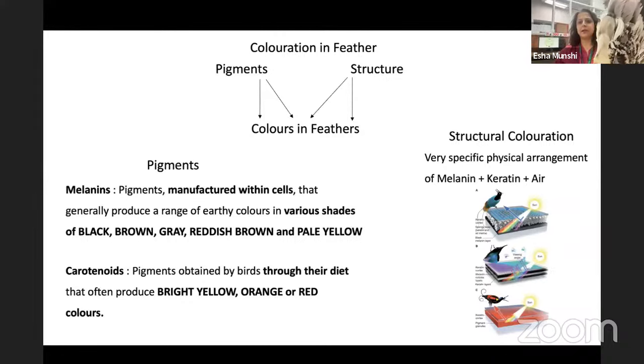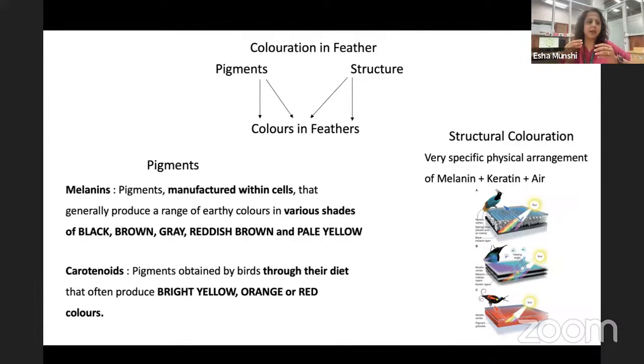Carotenoids come to the feathers through diet, which you must have read about flamingos, right? They eat something and that's how they get their pink colors. And bright yellow, orange, red, pink, all these are another type of pigments which are produced within the cells, and it's just the color as we see it.